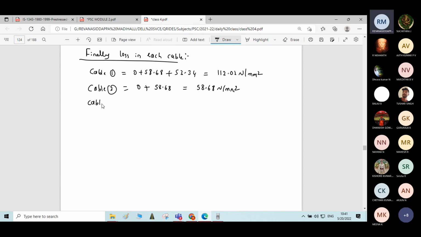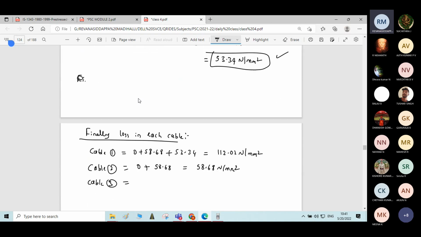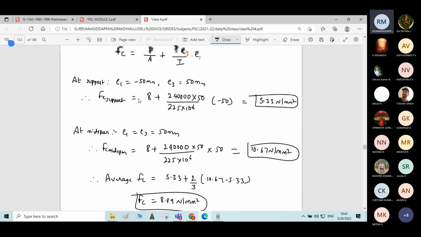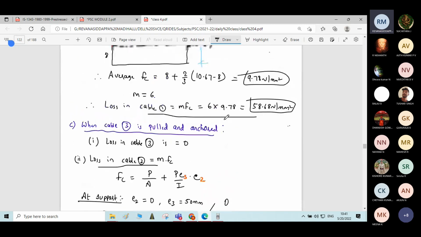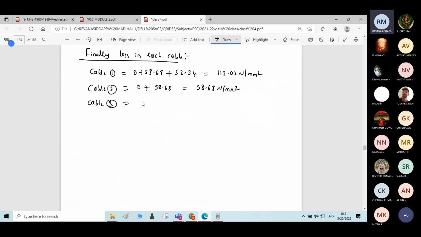Then similarly for cable 3. When cable 1 is pulled and anchored, there is no loss in cable 3. There is no existence of cable 3 only. Similarly, when cable 2 is pulled and anchored, there will not be any existence of cable 3 only. There is no loss. Similarly, when cable 3 is pulled and anchored, loss in cable 3 is 0. Therefore, loss in cable 3 is 0.